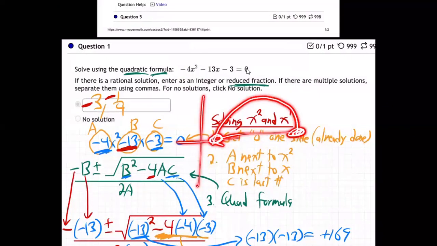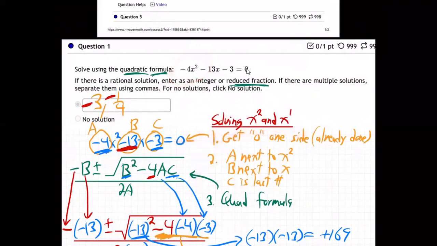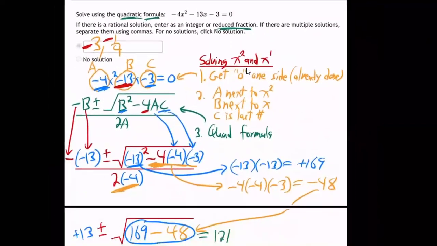Oh, okay. That makes sense. But yeah, so you're right. X squared means there's going to be two answers. That's exactly right. Okay, that's helpful. Thank you.